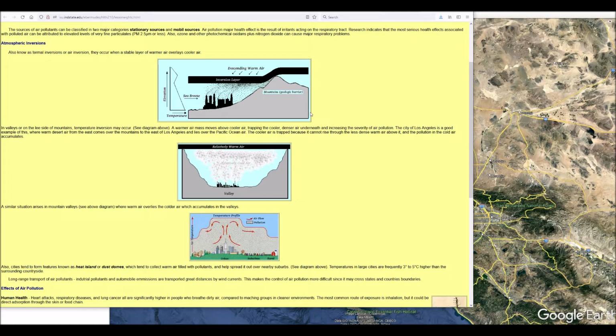This is something that we've talked about since I was a kid, and we'd hear stories about how the smog was so terrible in Los Angeles because of the inversion layer, and they would have smog days where they'd have to wear masks and stuff.